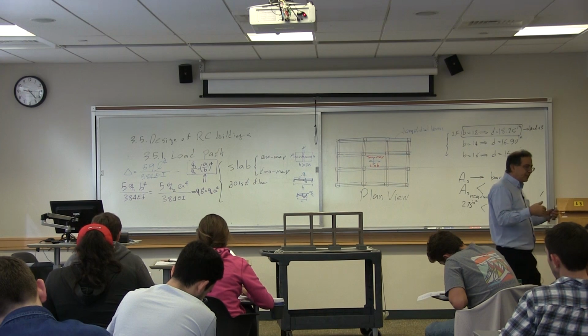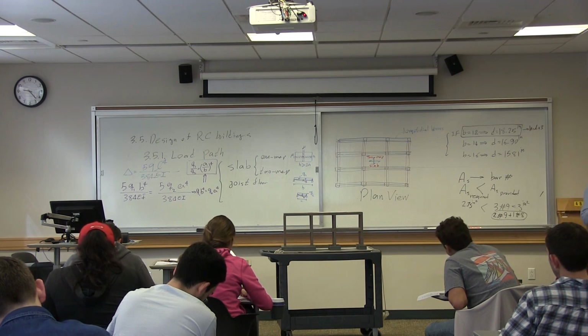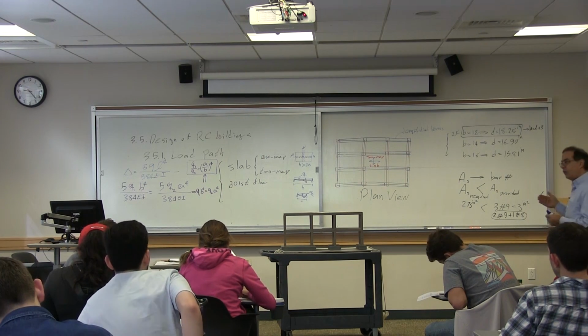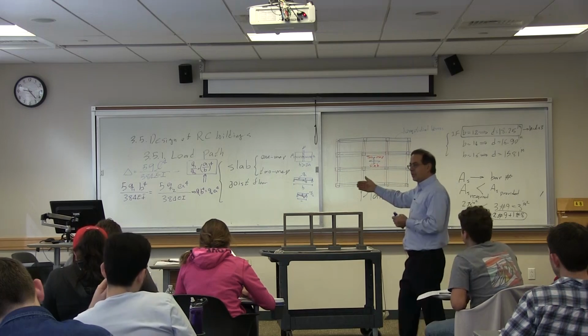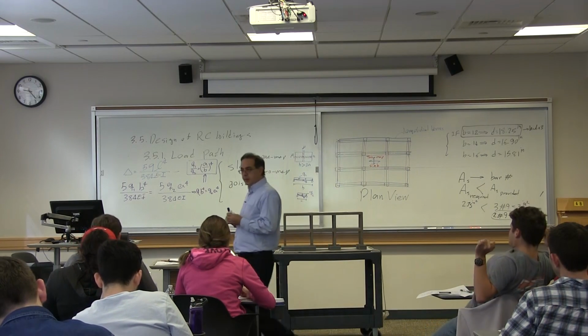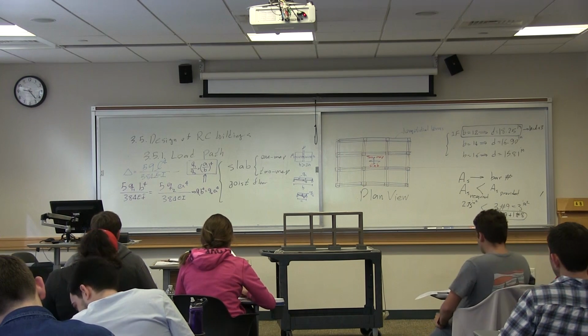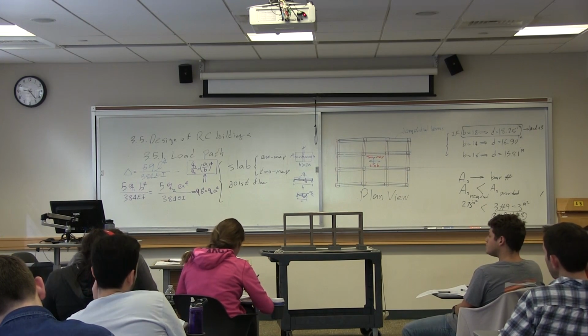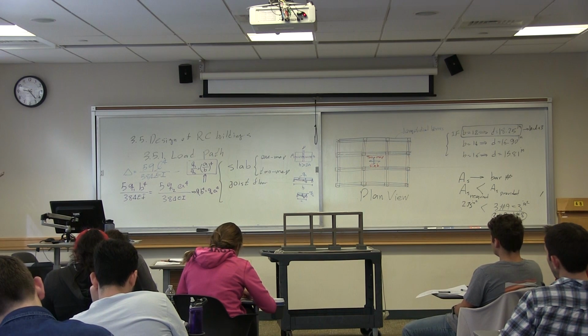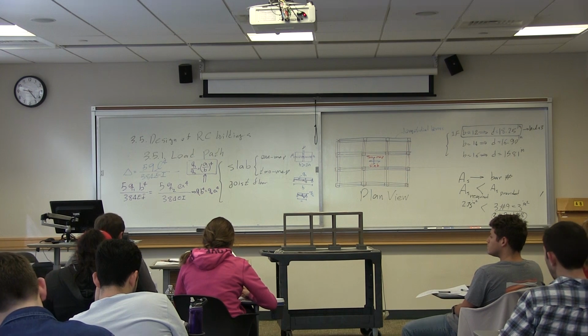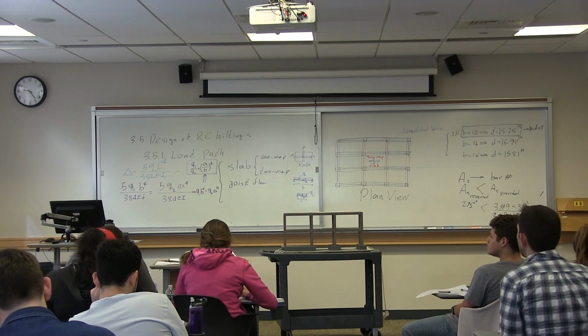ACI says if it is that or more, we consider that one way. We ignore the load that is transferred in the longer direction because that's too small. So that's the criteria for defining one-way and two-way slabs. So why is it important? Because if you want to design the beam, you need to know the load path. You need to know which directions the load would go.